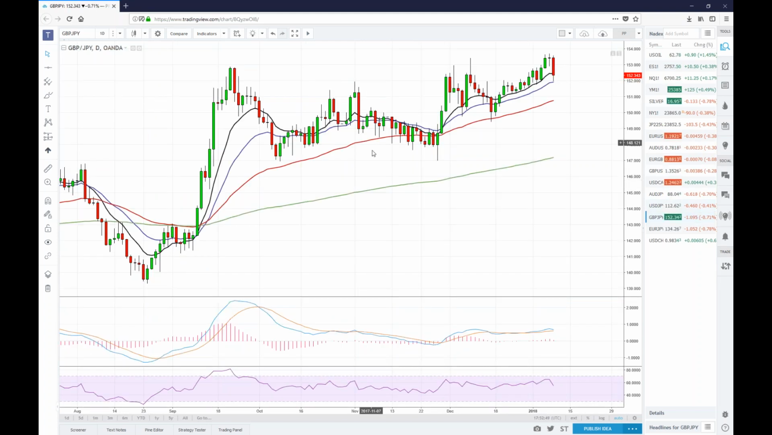British pound, Japanese yen. Slow move to the upside, slowly crawling. It's an uptrend. We see higher highs. We see the fanning pattern. But overall, it's not really that convincing. It's not really that strong.